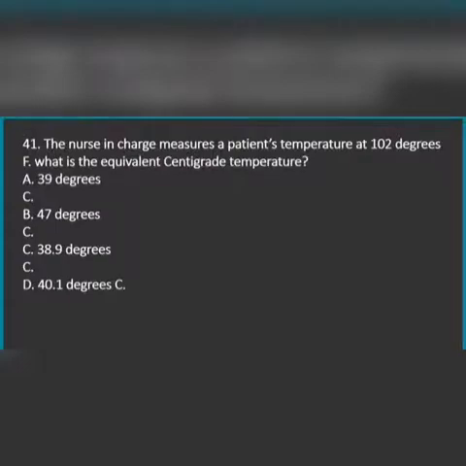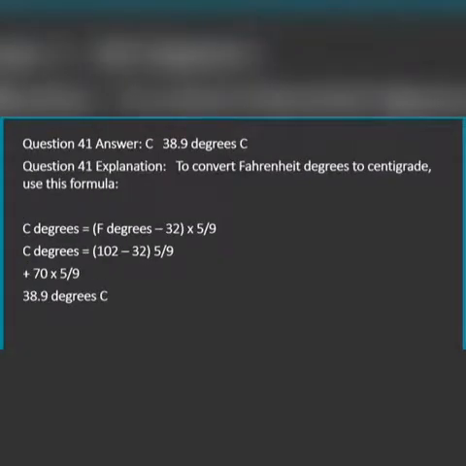A. 39 degrees C. B. 47 degrees C. C. 38.9 degrees C. D. 40.1 degrees C. Question 41. Answer: C. 38.9 degrees Celsius. Question 41. Explanation: to convert Fahrenheit degrees to centigrade, use this formula. C degrees equals (F degrees minus 32) x 5/9. C degrees equals (102 minus 32) x 5/9, or 70 x 5/9, which is 38.9 degrees Celsius.